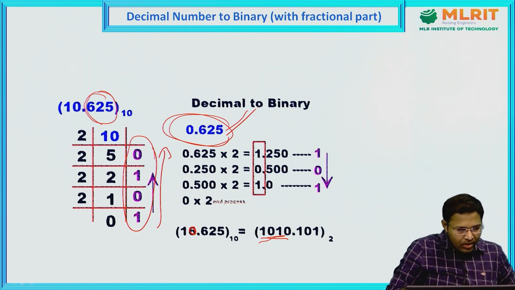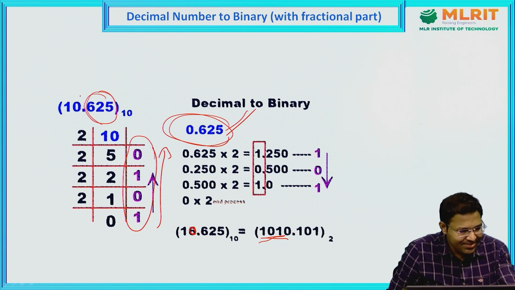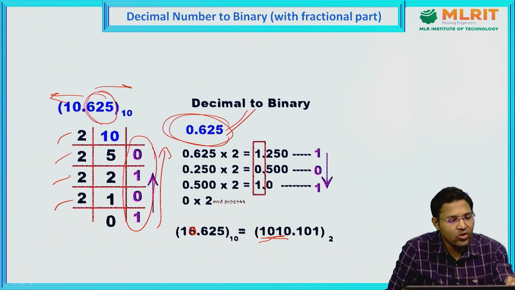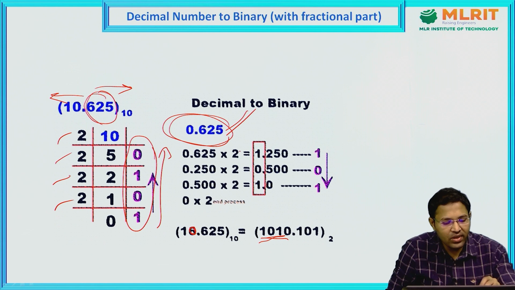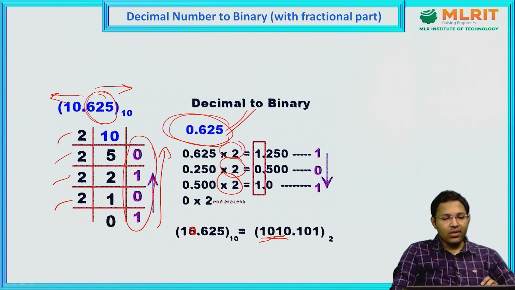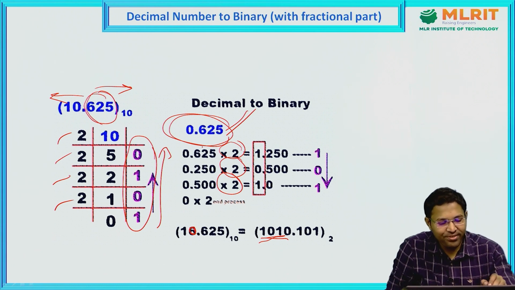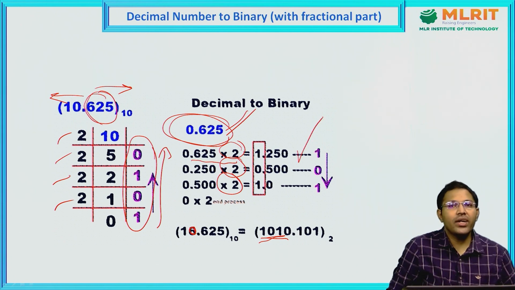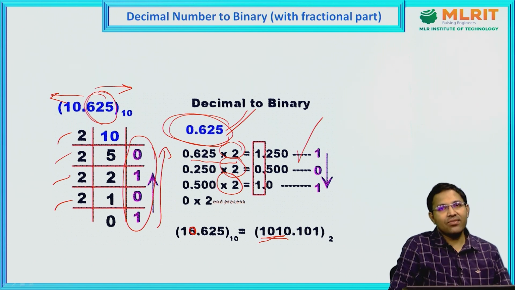Now here, when we went from the point towards the left, we continuously divided by 2. So logically, from the point when we go towards the right, we have to continuously multiply by 2. That is the point we have to keep in mind here. So 0.625 into 2 gives us 1.25. Please calculate and check, it is 1.25.